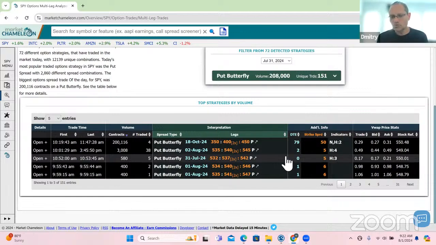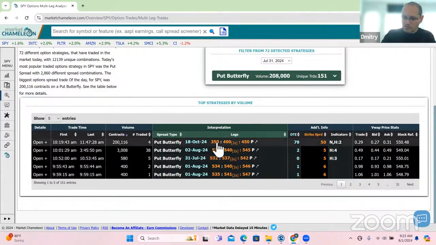Now, also with the put spread, a put spread itself has different strikes, and the distance between strikes can vary, right? Like you could have, for example, here, 350, 400, and 450. Well, the strikes are all $50 apart, right? 450 is $50 apart from 400. 400 is $50 apart from 350. So that's what this is saying. Strike spread is 50. But you could have a put butterfly where the strikes are much closer together, right?